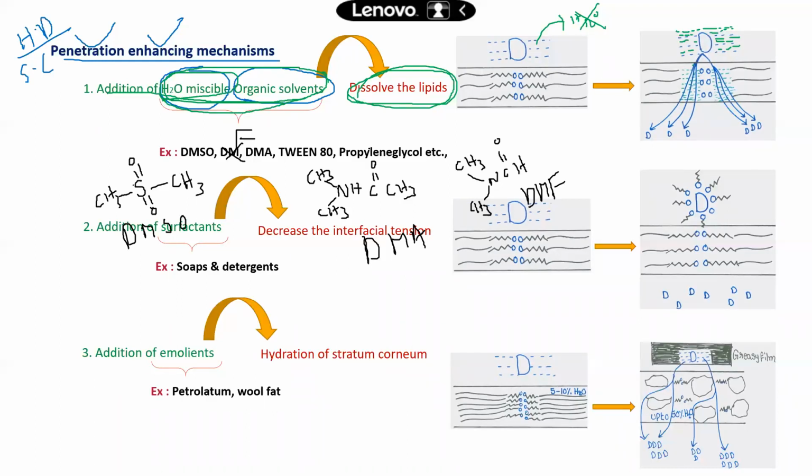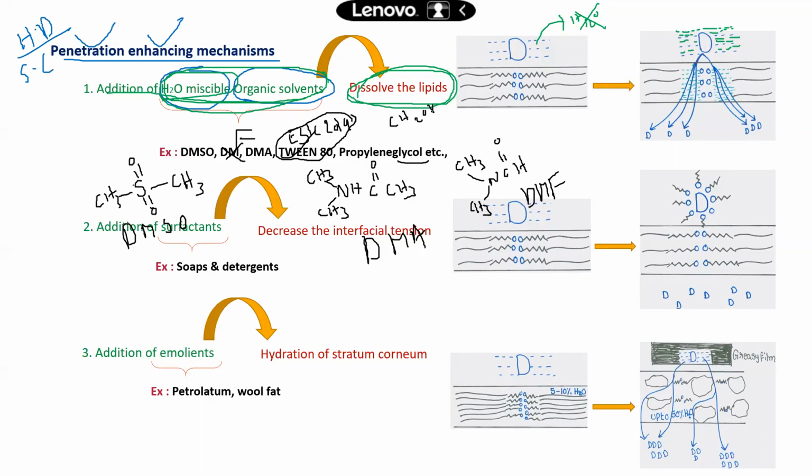Next, this is the dimethyl sulfoxide. Next, propylene glycol. You know the structure of Tween. Tween 80. Next, this is the ESIC pharmacist 2019 question paper. They asked which penetration enhancing agent is used in transdermal patches, that's Tween 80. Propylene glycol. What is glycol? A molecule containing two hydroxyl groups.